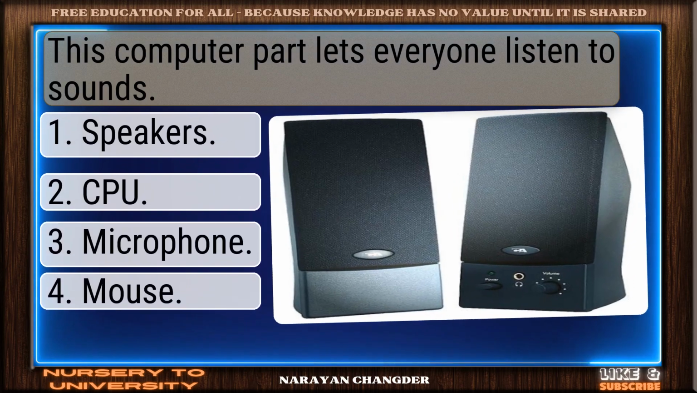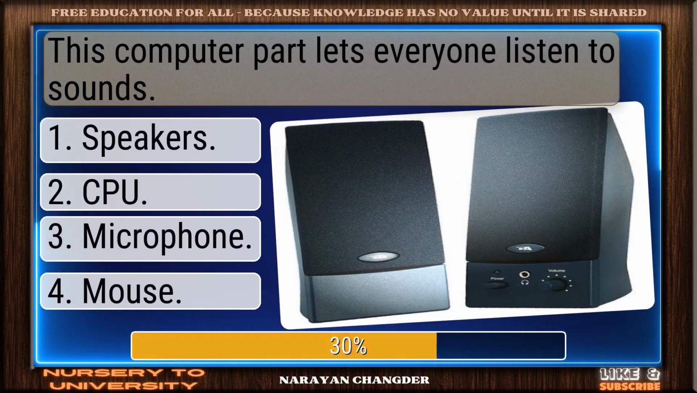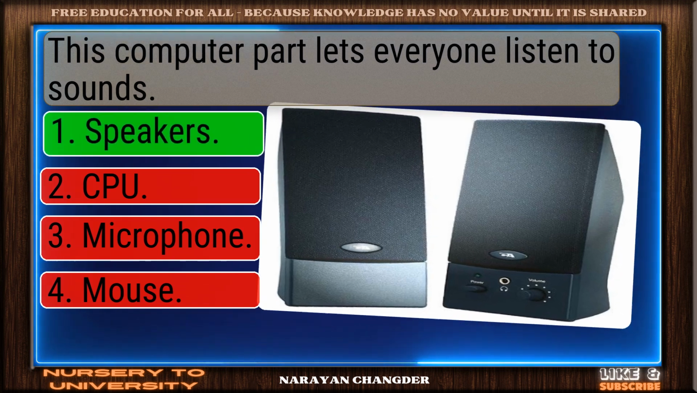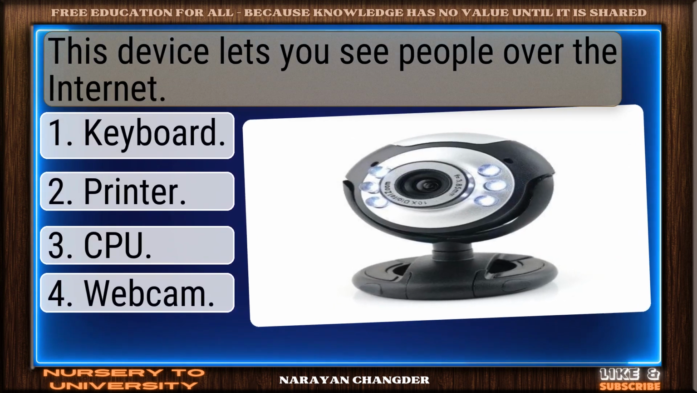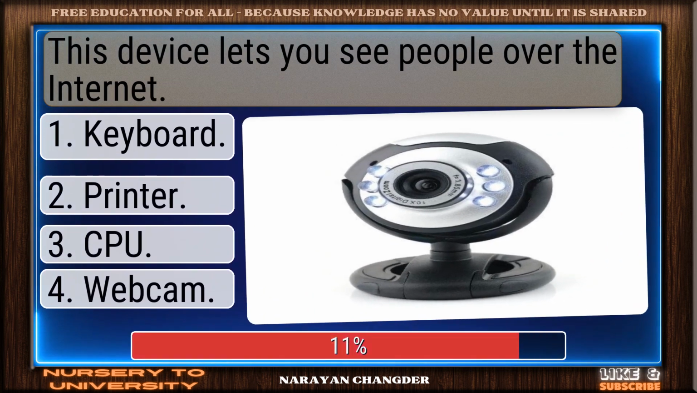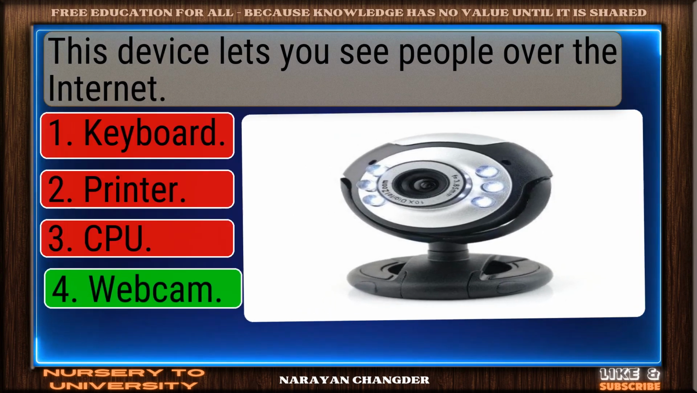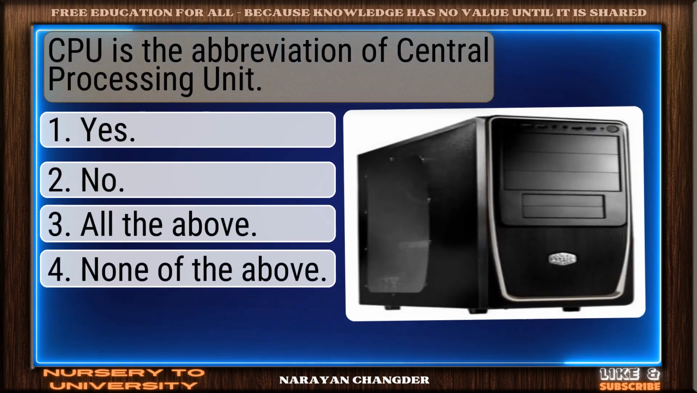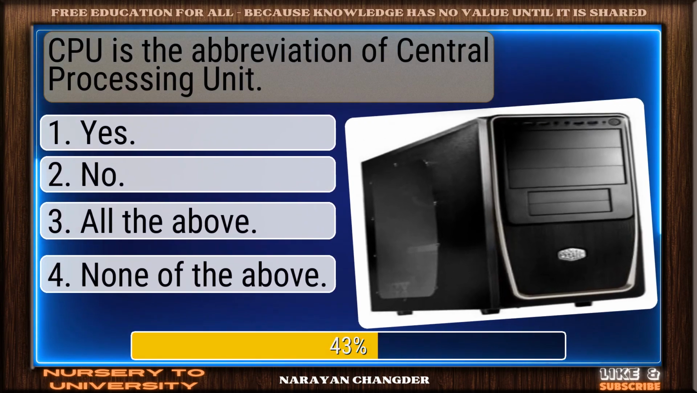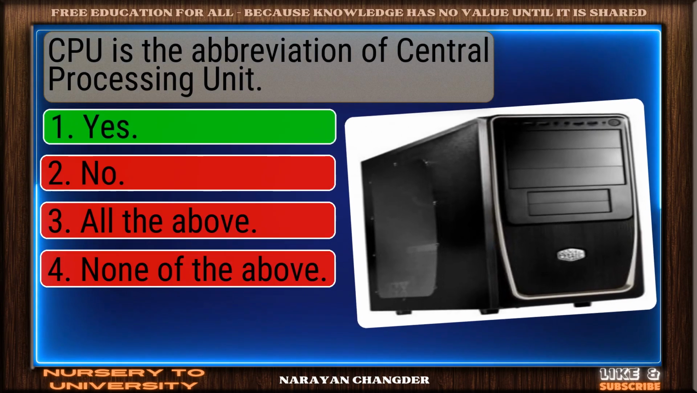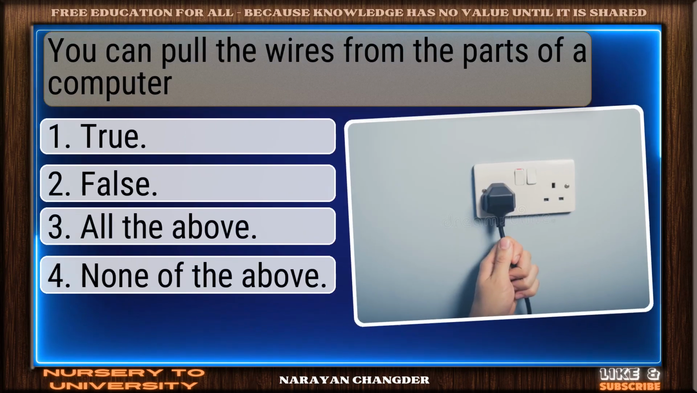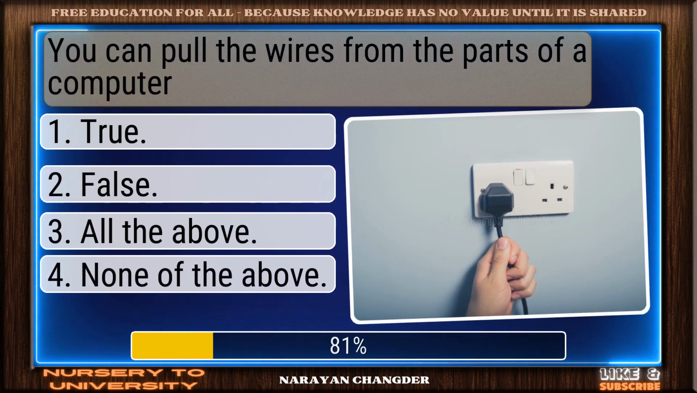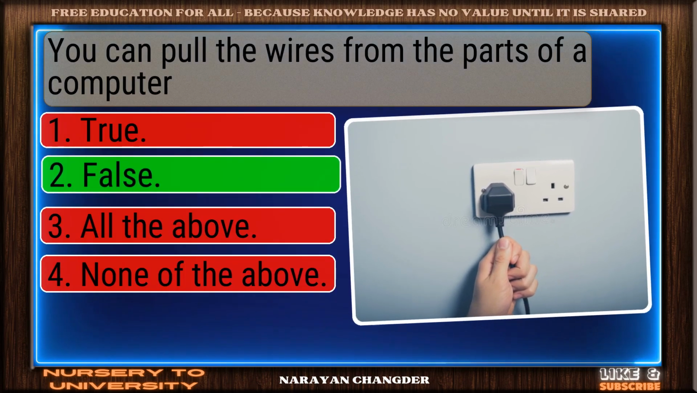This computer part lets everyone listen to sounds. Excellent. Speakers is well reasoned. This device lets you see people over the internet. Great thinking. Webcam is right. CPU is the abbreviation of Central Processing Unit. Perfect. Yes is the one. You can pull the wires from the parts of a computer. Well reasoned. False is correct.